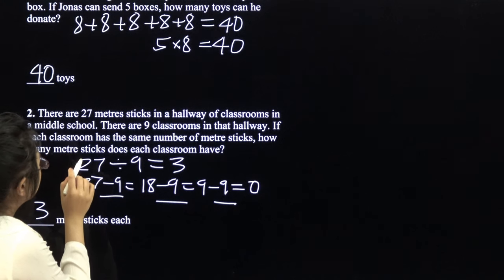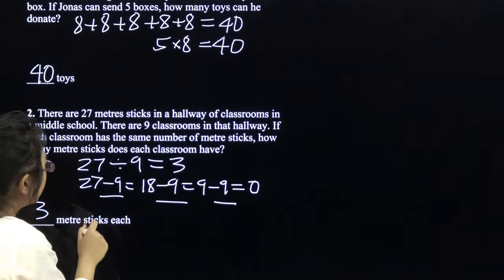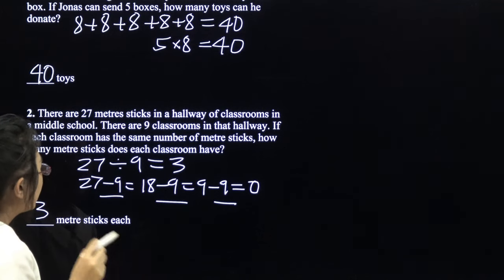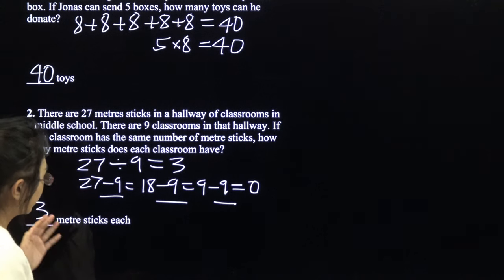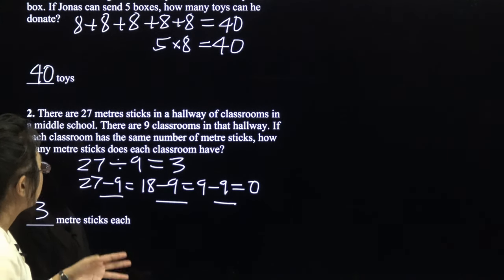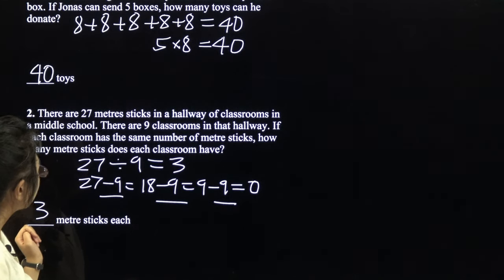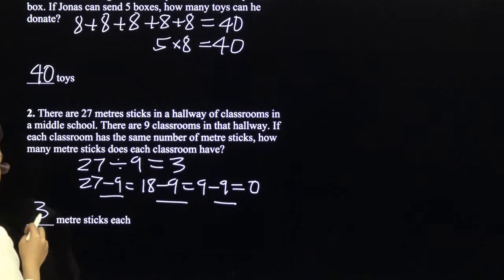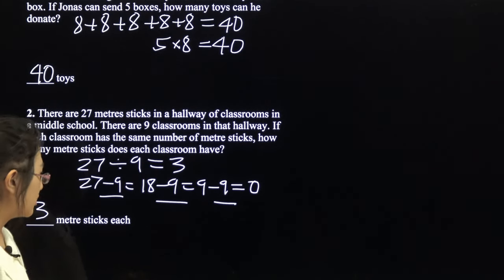Now there's 27 meter sticks. Okay, so we have 27 to start, and there's 9 classrooms. And each classroom has the same number of meter sticks. So 9 classrooms, we're using the number 9, so let's divide by 9. And our question asks, how many meter sticks does each classroom have? And we answered 3 meter sticks each. So our information is correct, and we answered the right question.